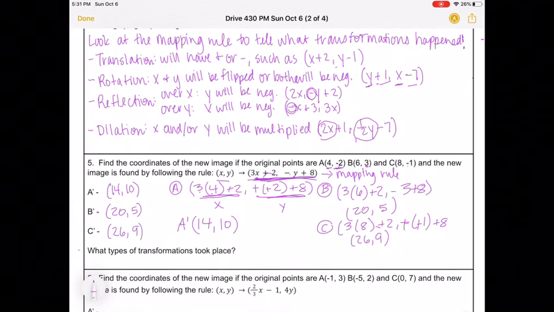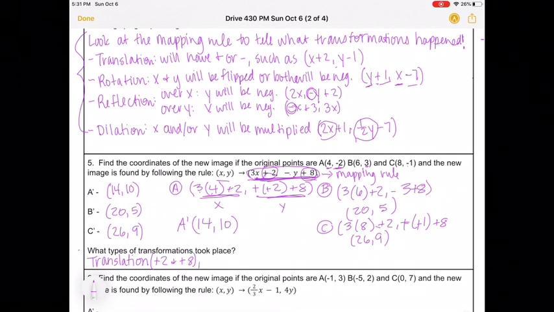All right, now the part that I kind of showed you up here. So what type of transformations took place? So we're looking right at this, okay? So first thing I noticed right away is we have the plus 2 and the plus 8. Well, that tells us it's a translation because it's adding. So translation. I'm going to put in parentheses what showed me that as well. So plus 2 and plus 8.